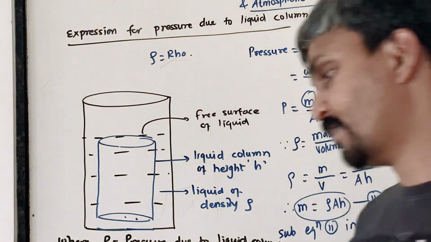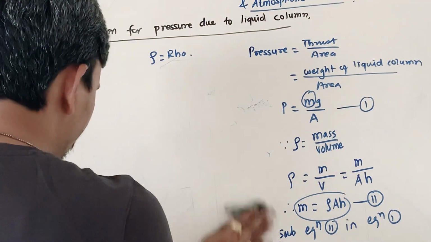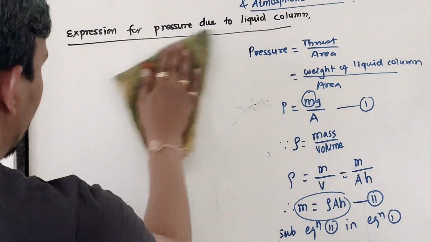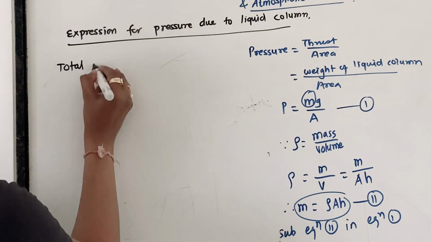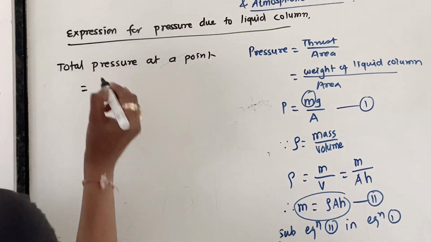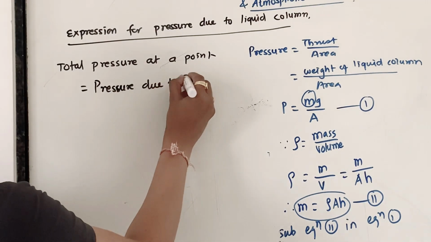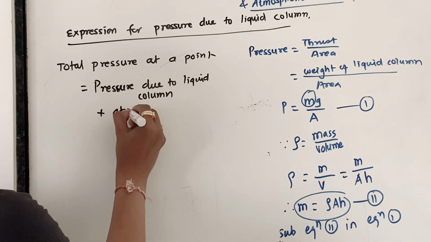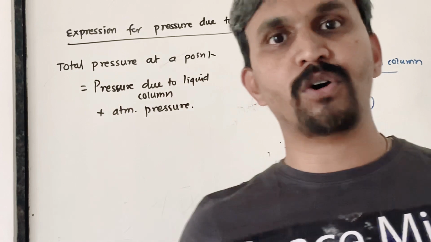Now just the next part. Now, what is the total pressure? This is only pressure due to liquid column. Now, what is total pressure? Total pressure at a point is equal to this pressure due to liquid column plus your atmospheric pressure. What is atmospheric pressure? It is the pressure exerted by atmosphere on us.